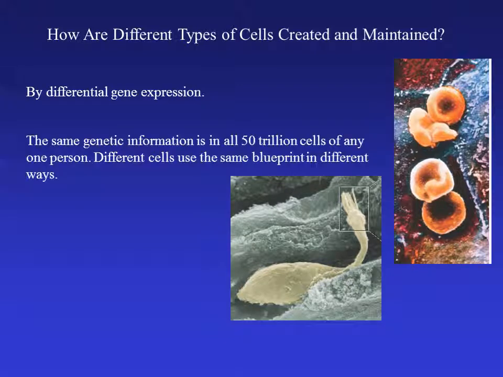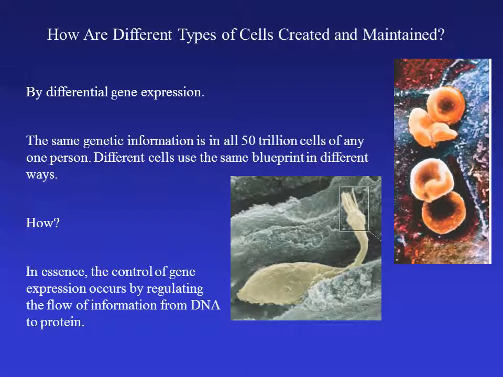So let's think about this for a bit. In all 50 trillion of your cells, you have the same genetic information, whether it be a red blood cell or a skin cell or a brain cell, those genes exist. However, different cells use the same blueprint in different ways. So that same blueprint has the whole suite of genes, but only certain genes come out depending on which of the cells you are. And how does this work? Well, in essence, the control of gene expression occurs by regulating the flow of information of DNA to protein.